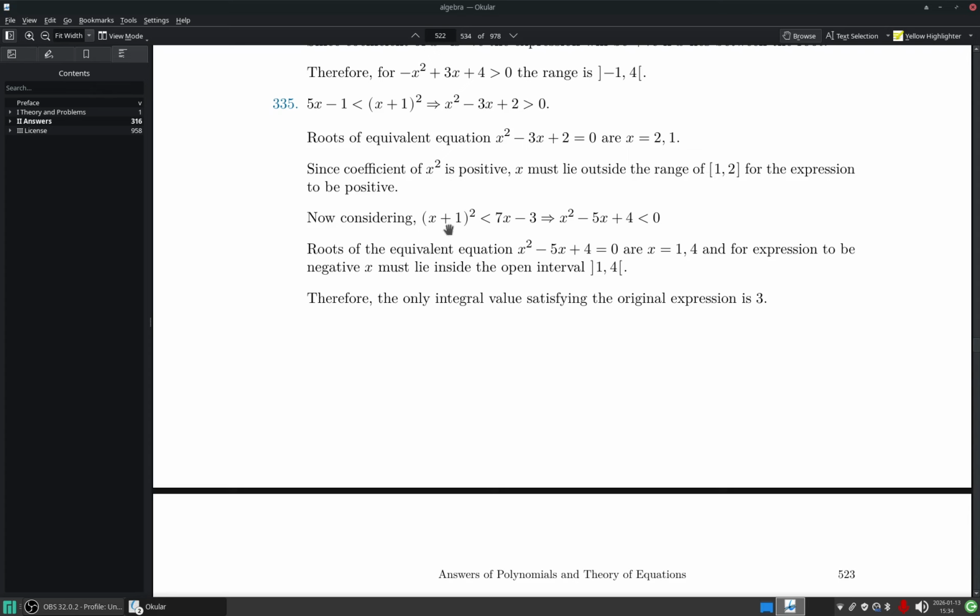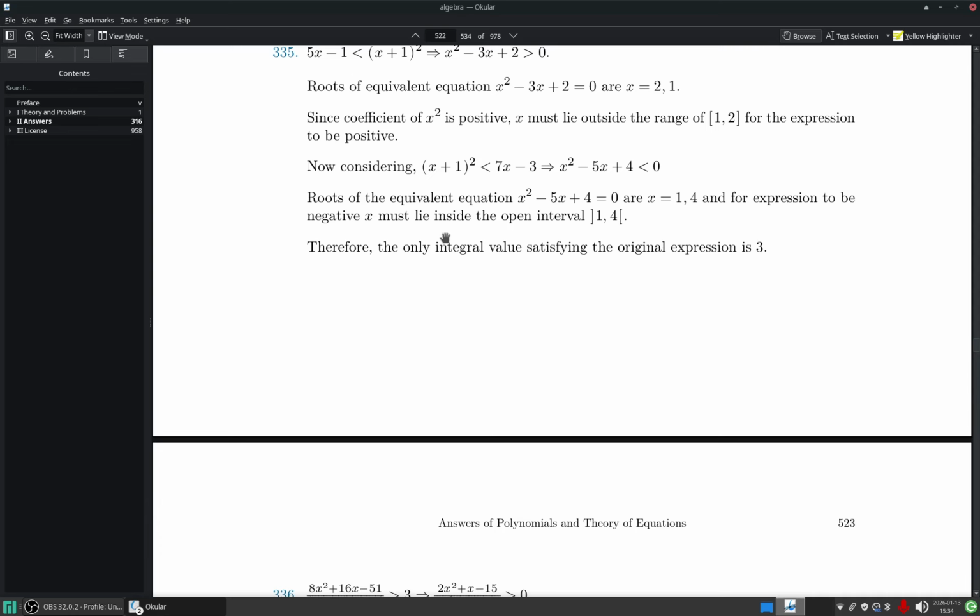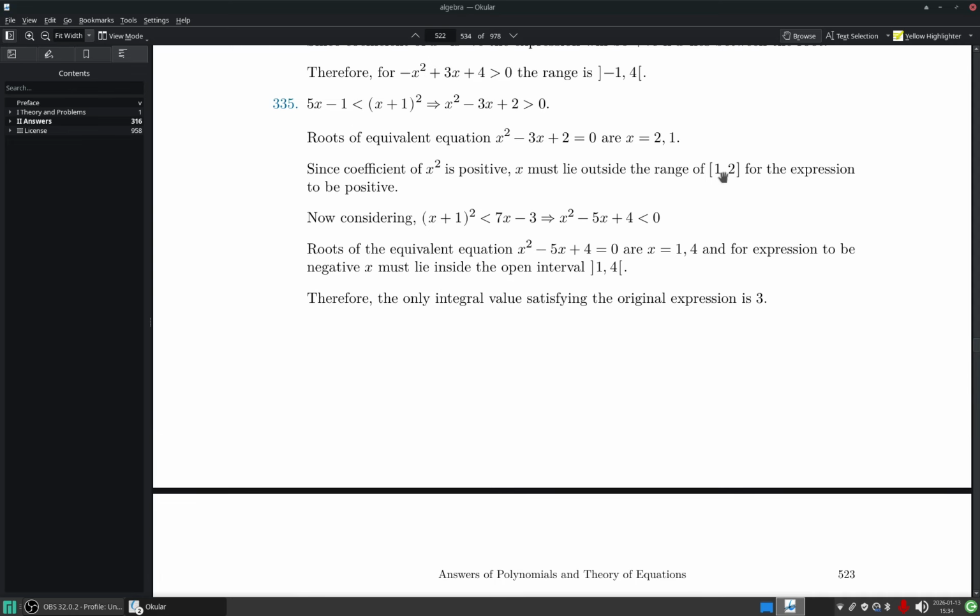Now we consider the last two. We get (x plus 1) whole square less than 7x minus 3, that is x square minus 5x plus 4 less than 0. The roots of the equivalent equation are 1 and 4, so the expression is negative. x must lie inside the open interval 1 and 4. So you see it should be less than 0, so x should be within 1 and 4. This can also be written using parentheses, left parenthesis here, right parenthesis here. Therefore, now we have two ranges here. We have 1 and 2, and 1 and 4. So the only integral value satisfying the original expression is 3.